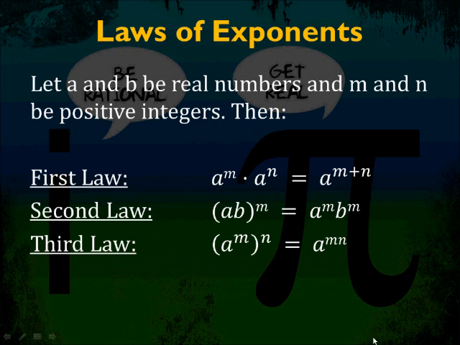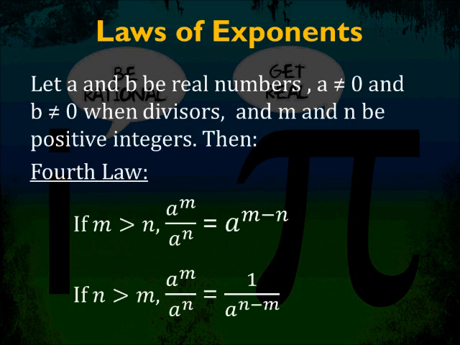The second law, a times b, quantity to the mth power, is equal to a to the m times b to the m. Notice that you can only distribute the exponent if there is a product, not if it was a plus b, only if it's multiplied together. So (ab) to the m equals a to the m, b to the m. The third law says that if you have an exponent of an exponent, you can multiply the exponents together. So (a to the m) to the n is equal to a to the m times n. This is kind of an offshoot from the second law. If you put an exponent there, you can multiply the exponents together.